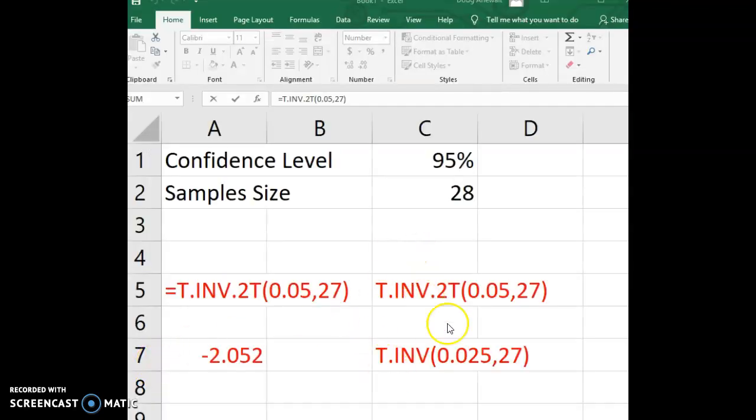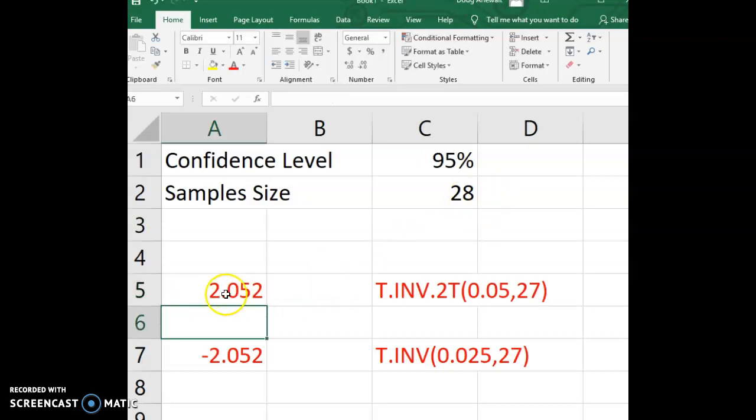In Excel, we can use either one of these formulas. The .2t stands for two tails, so we're using the t-distribution, and we're going to find the critical value associated with 5% split between the two tails. So we got the 5% because our confidence level was 95%. We want 95% between the critical values and then 5% in the two tails. And then the next thing you enter is the degrees of freedom, which is always one less than the sample size. And so that's the critical value you want.